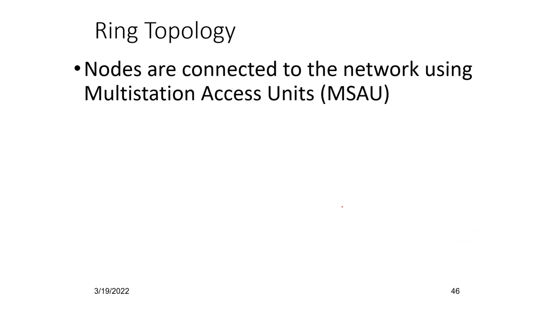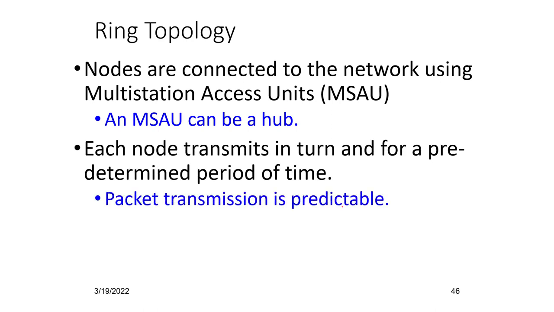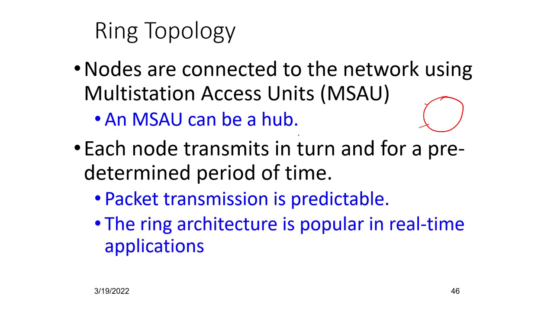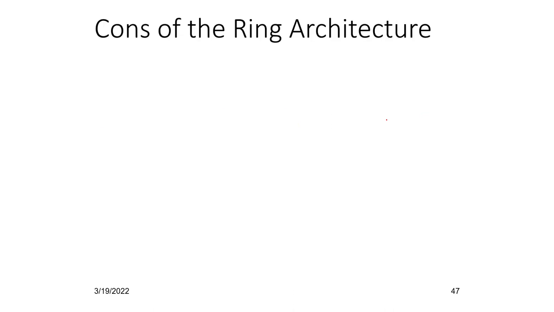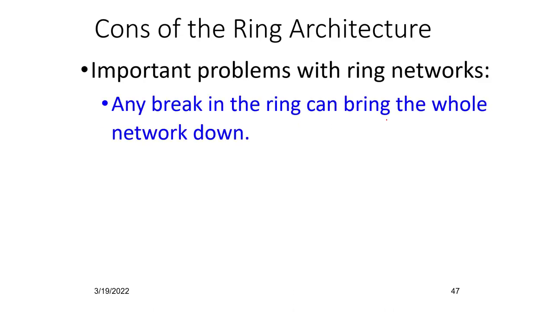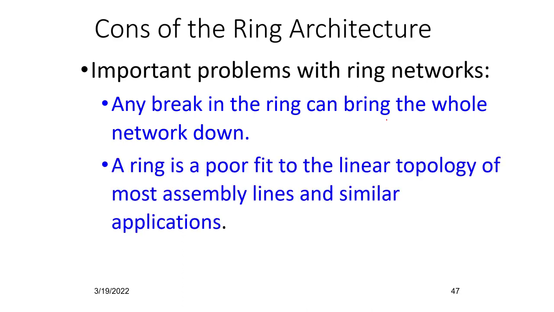Along with the wireless topology, we can also have a ring topology, where the nodes are connected in a ring. Each node will transmit in turn and for a predetermined period of time. So the packet transmission is predictable because first this node transmits, then this, then this, and so on. The ring architecture is very popular in real-time applications because the IEEE token ring architecture is based on a ring. Problems with the ring architecture: one breakdown can bring the entire network down. It's not very robust.